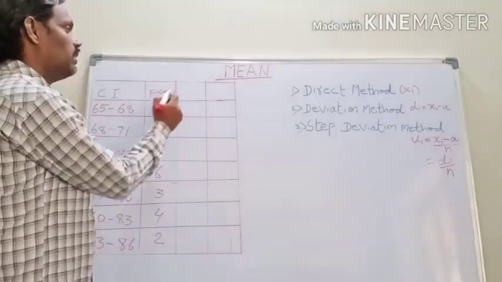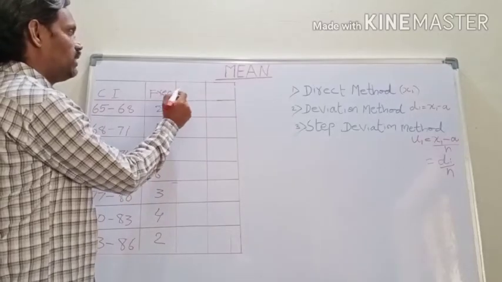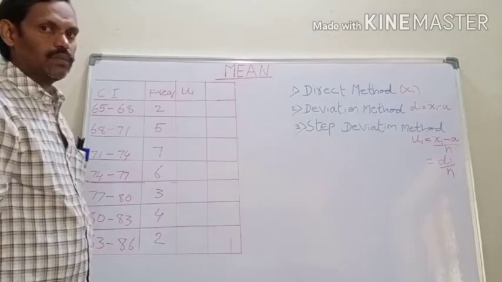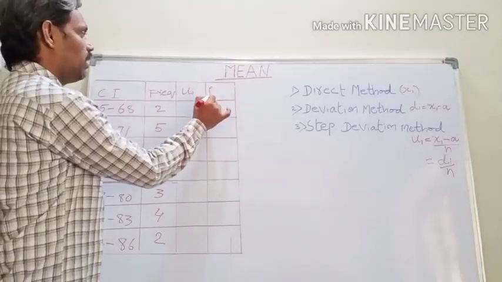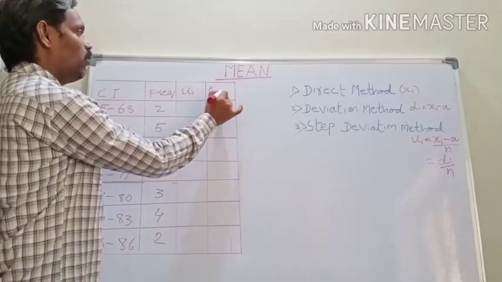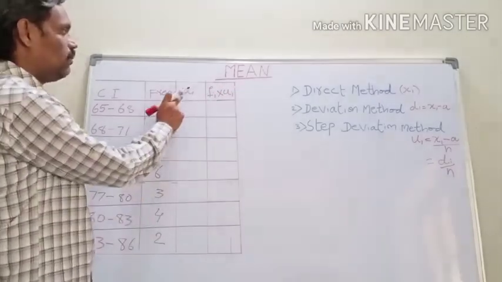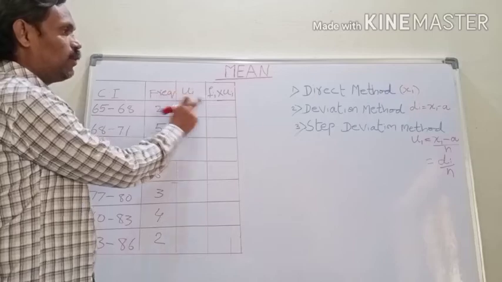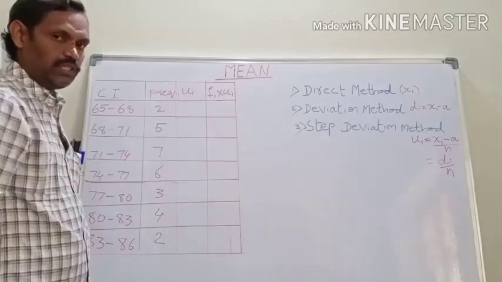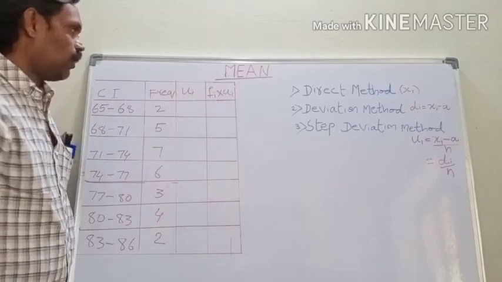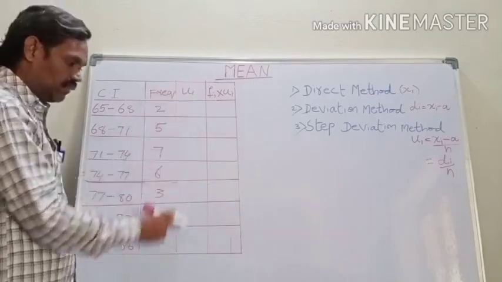The first one is ui, and the second one is fi into ui. The first column is ui. The formula for ui is di by h. The second column is fi into ui. Now ui is nothing but the deviation values.